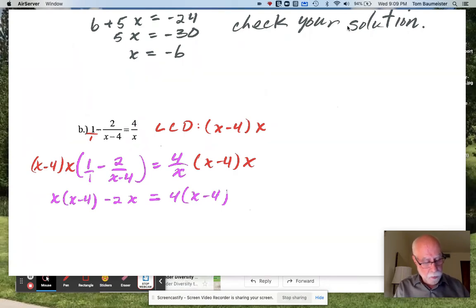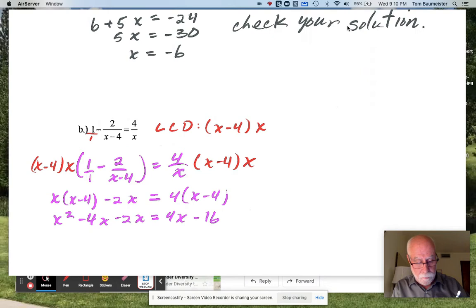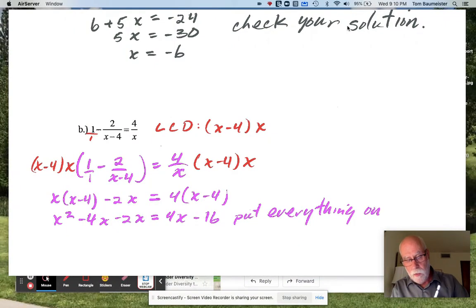So again, I'm going to distribute. That'll give me x squared minus 4x. I have that minus 2x still. And then on the other side, I have 4 times x, or 4x, and 4 times a negative 4, or minus 16. Just like we did on the other side, we're going to put everything on one side.